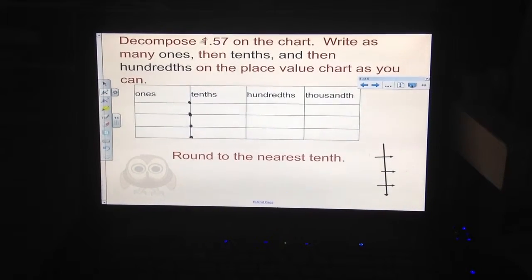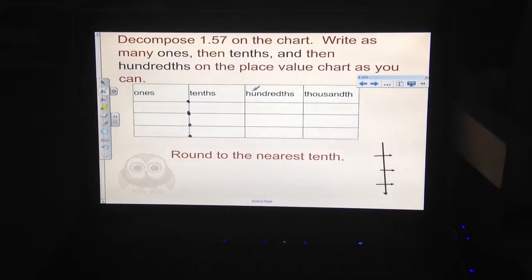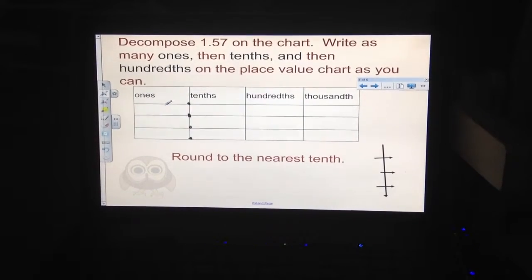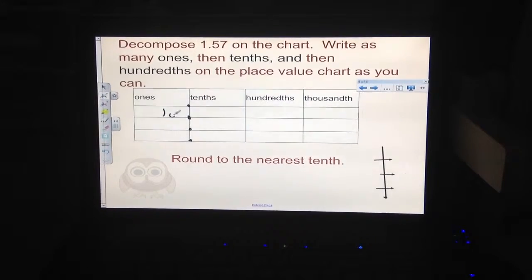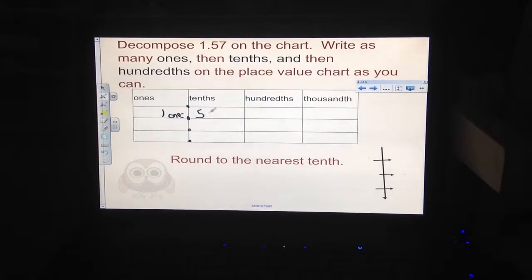To decompose 1 and 57 hundredths on this chart, you would first write it with as many ones as possible, which would be 1, 1, 5 tenths.